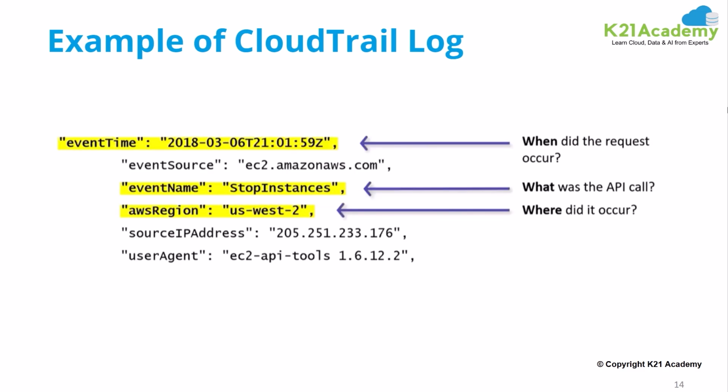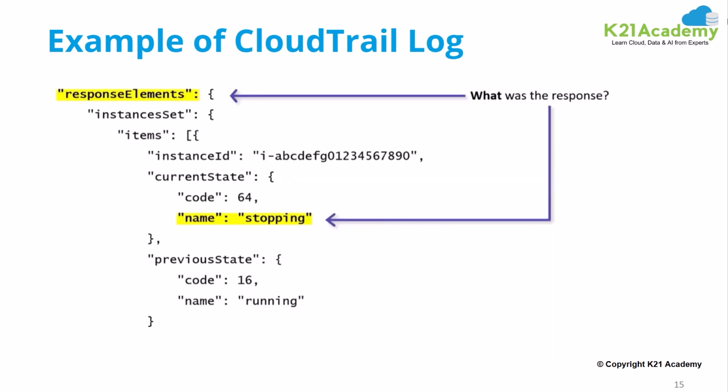Now the next section of the log can tell you when the API call occurred, what the API call was, and what the region was. And in the next, you also get information about the response. In this case, the instance was stopped. Right? So this way you can read the message as well.